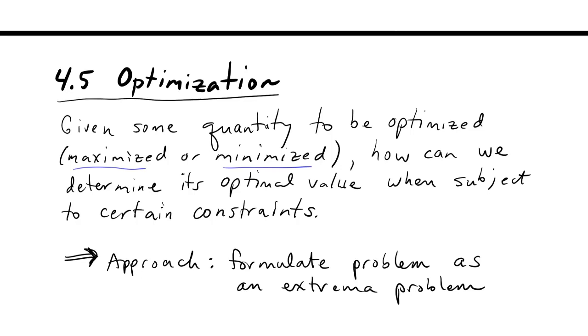Now, all of these things, you could probably maximize them going to infinity if you could choose any variable values that you wanted. But the idea here is we're going to have these constraints. And so within the constraint, how do we get the optimal value? Well, the way we're going to do it is we're going to take the problem and formulate it as an extrema problem. We've done lots of those. So once we get it there, it should be relatively easy, but the hardest part is getting it there.